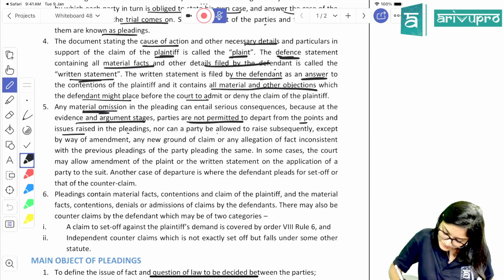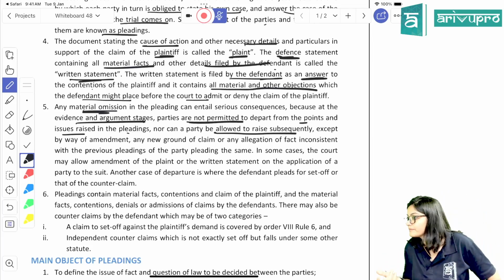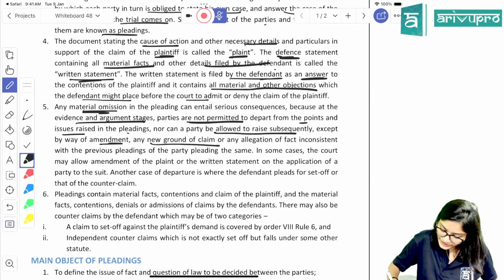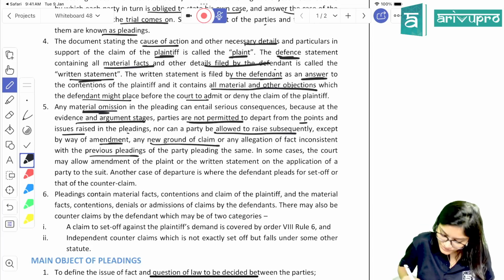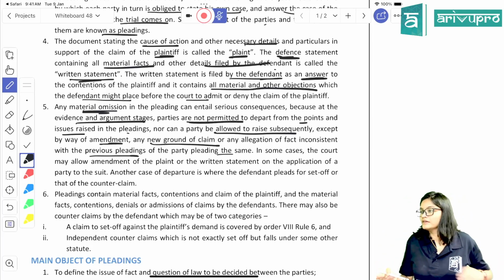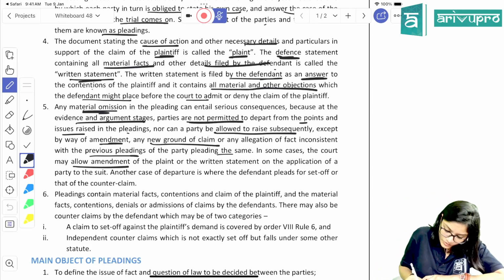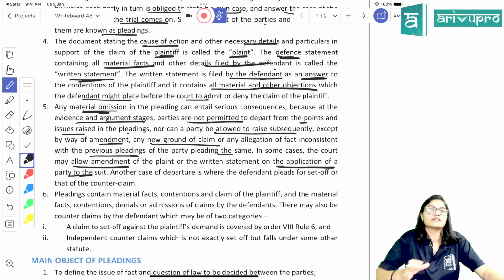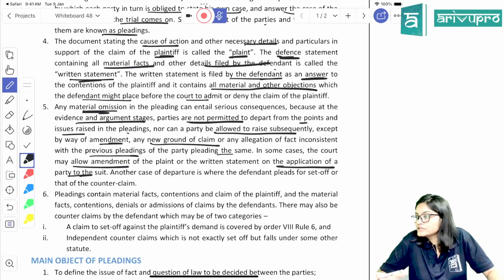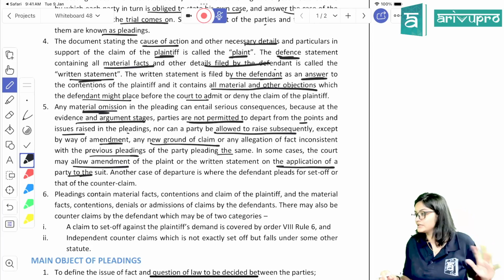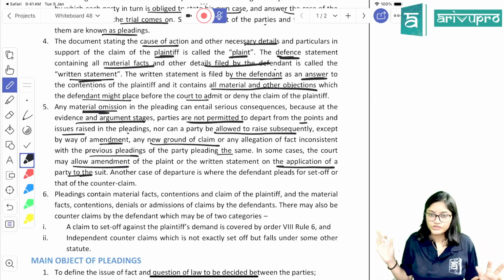Nor can a party be allowed to raise subsequently, except by way of amendment, any new ground of claim or any allegation of fact inconsistent with the previous pleadings of the party pleading the same. In some cases only, right? In some cases, the court may allow amendment of the plaint or written statement on the application of a party. If you want to change, if you want to enter some new issues, new facts, new evidences, again you will have to apply that I want to make an amendment to my statement. Again, a long procedure, right?